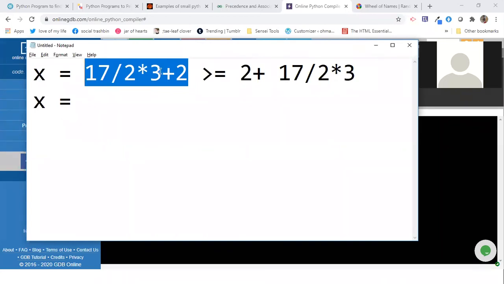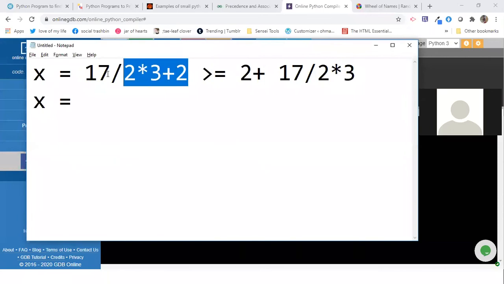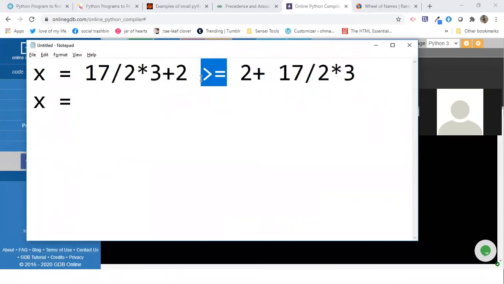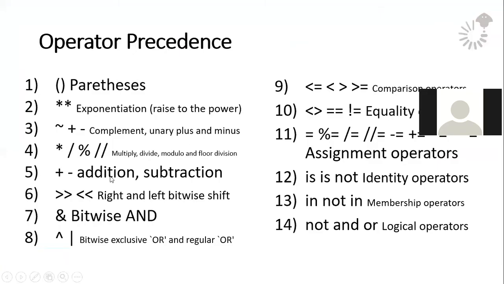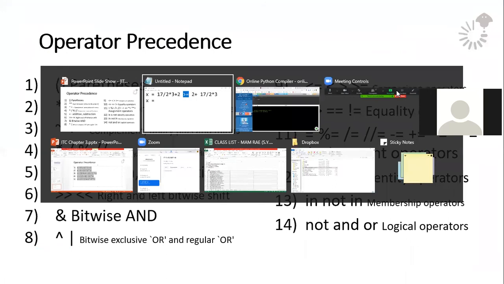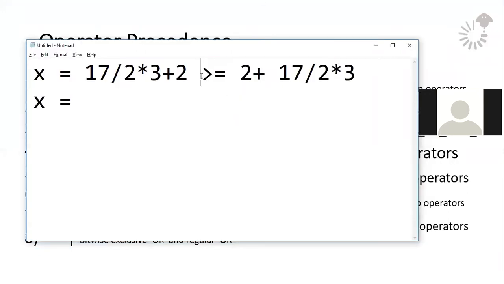27.5. So remember, we have arithmetic operations and we have comparison or relational operations. Sa precedence, una yung arithmetic. Arithmetic is level 4 and 5. Comparison is level 9. So unahin muna natin i-solve lahat ng arithmetic, and then we do the comparison kapag meron na tayong values. If we solve this one, this is 27.5.